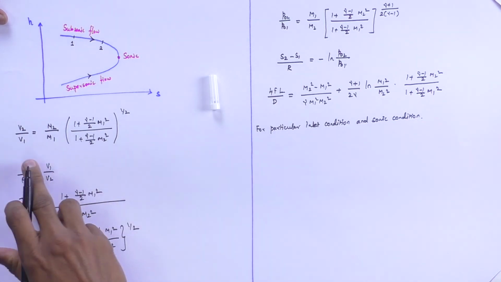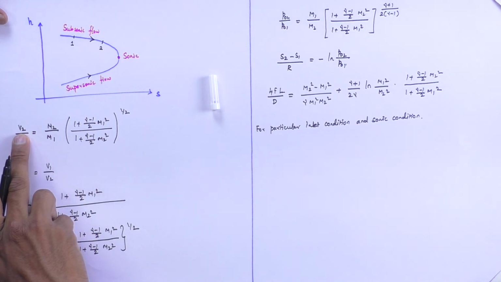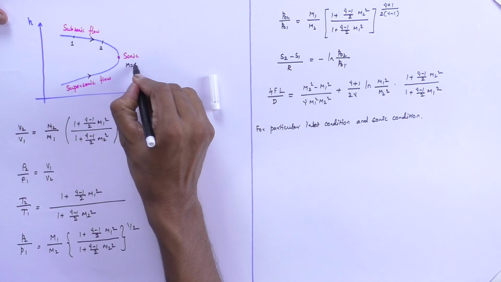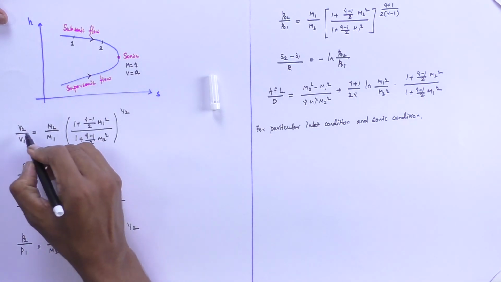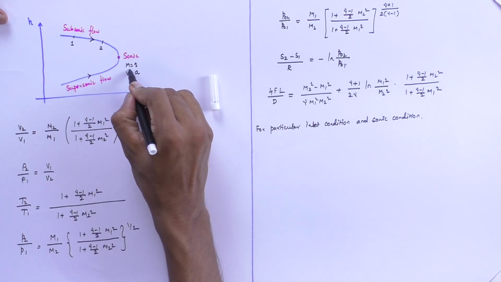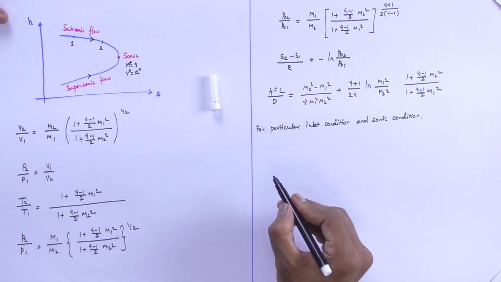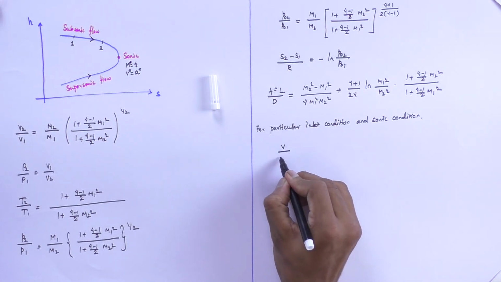Which means V1 will be V, V2 will be V star. That is, at this point Mach number is equal to 1, velocity will be equal to speed of sound. So, V2 will be equal to a. So, this is denoted by star. So, now we are going to substitute these terminologies.